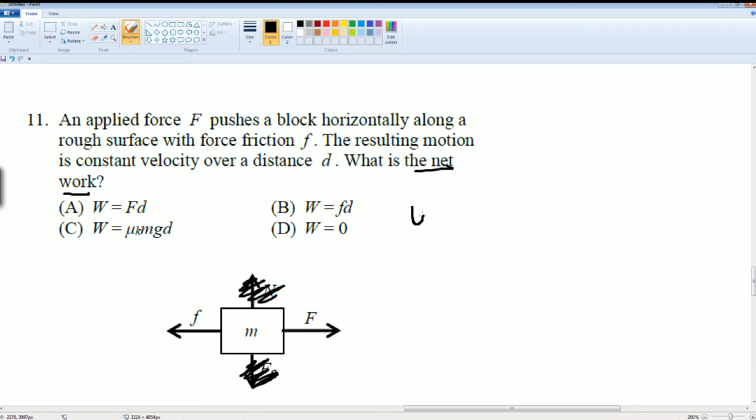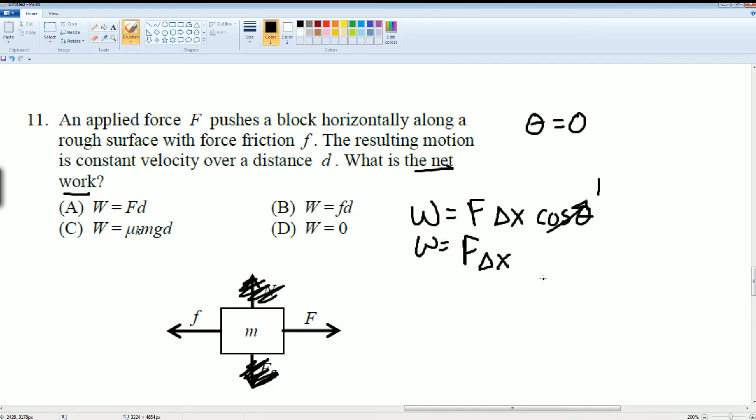Work is equal to F delta x cosine theta, but it seems like there is no cosine theta. Well, there is a theta, but the theta is 0, so this goes to 1. So work is just F delta x, because it's parallel. Cosine theta is 1.